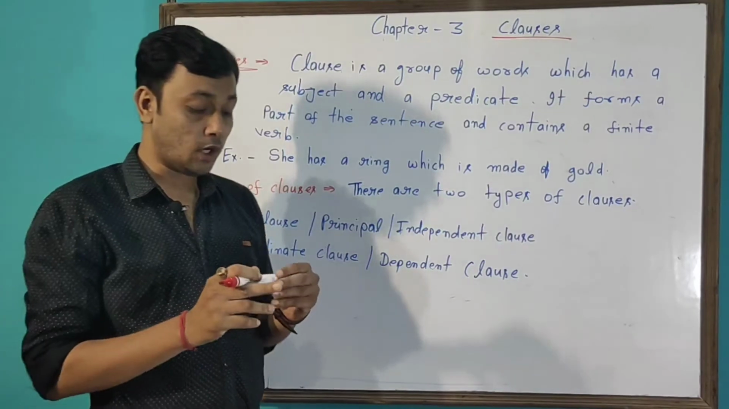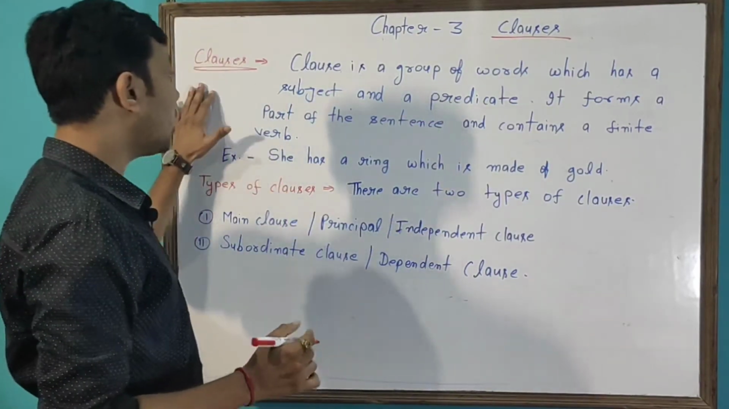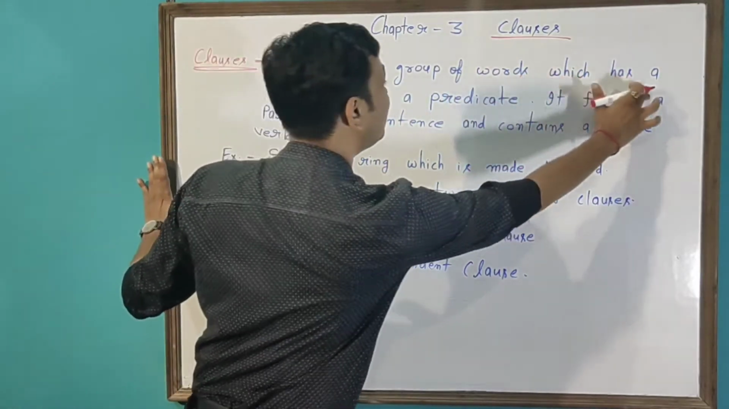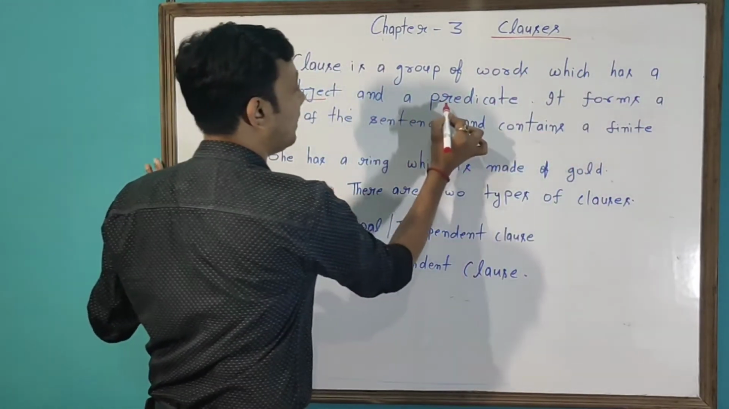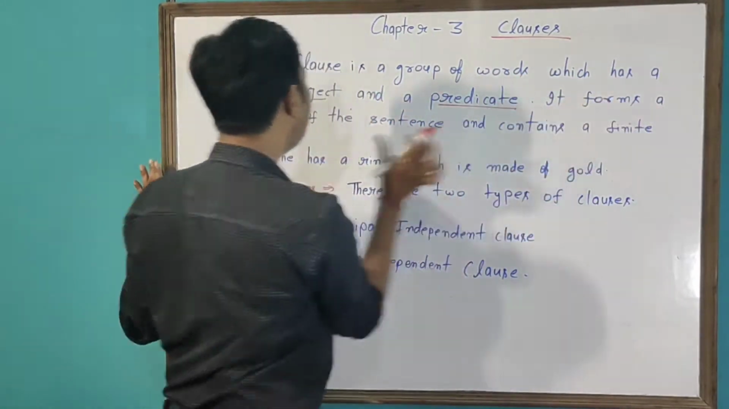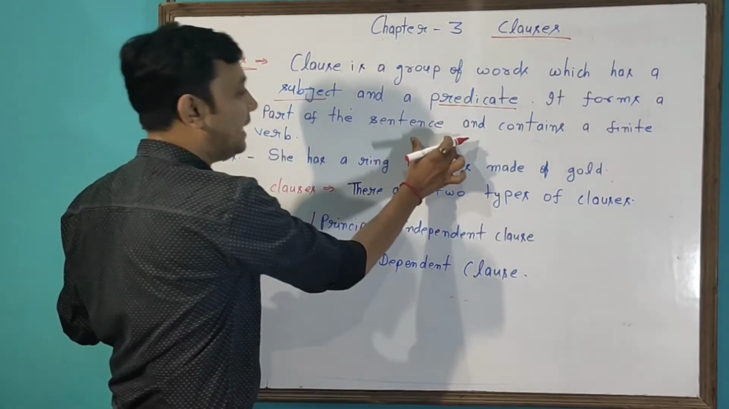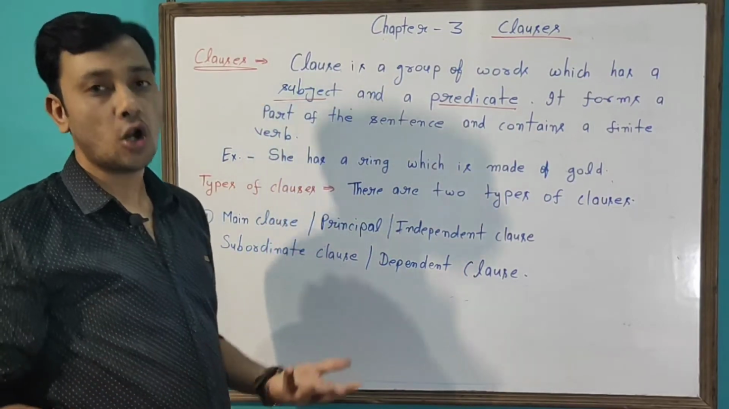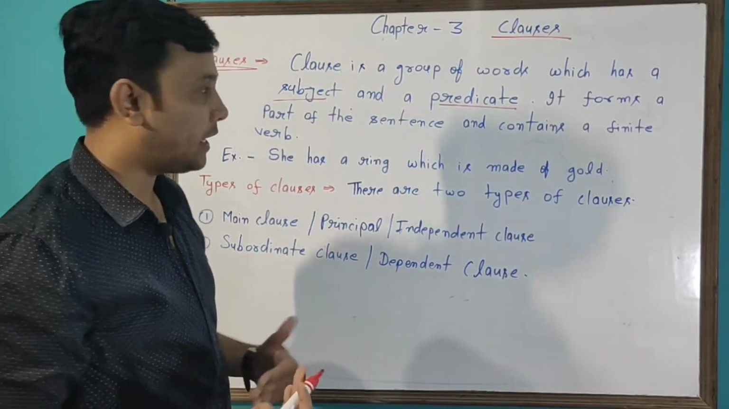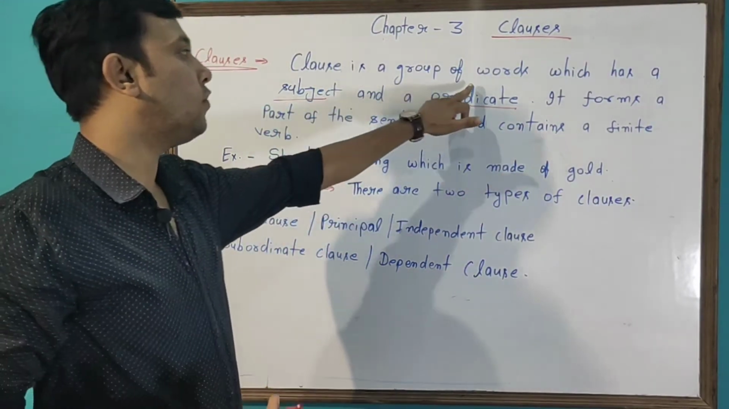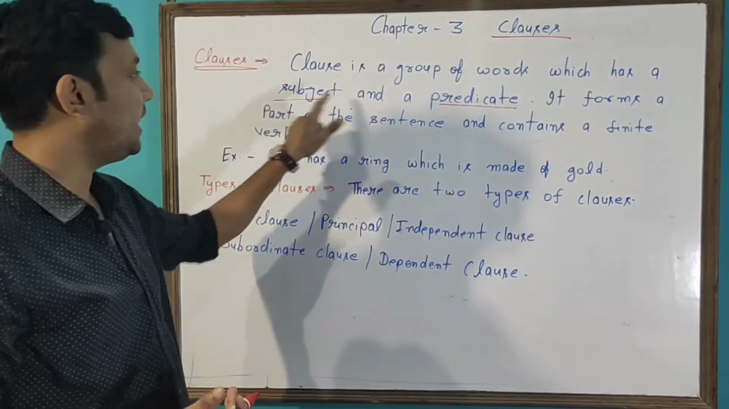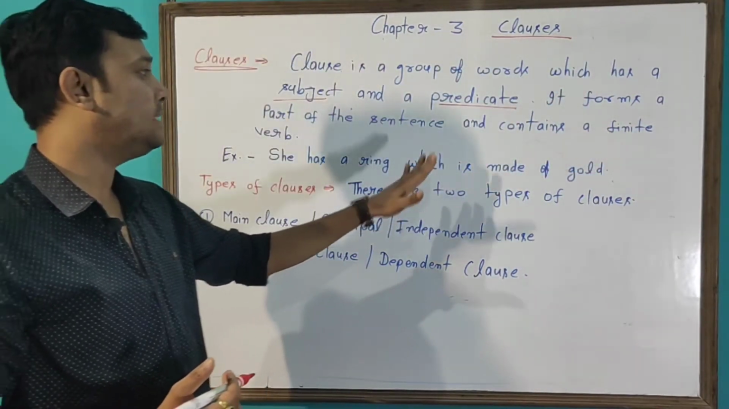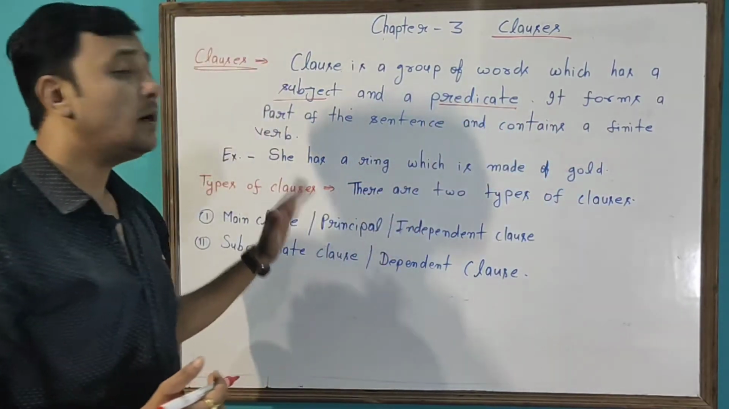I will explain what a clause is. A clause is a group of words which has a subject and a predicate. It forms a part of the sentence and contains a finite verb. It is called a clause. I repeat again: a clause is a group of words which has a subject and a predicate. It forms a part of the sentence and contains a finite verb.